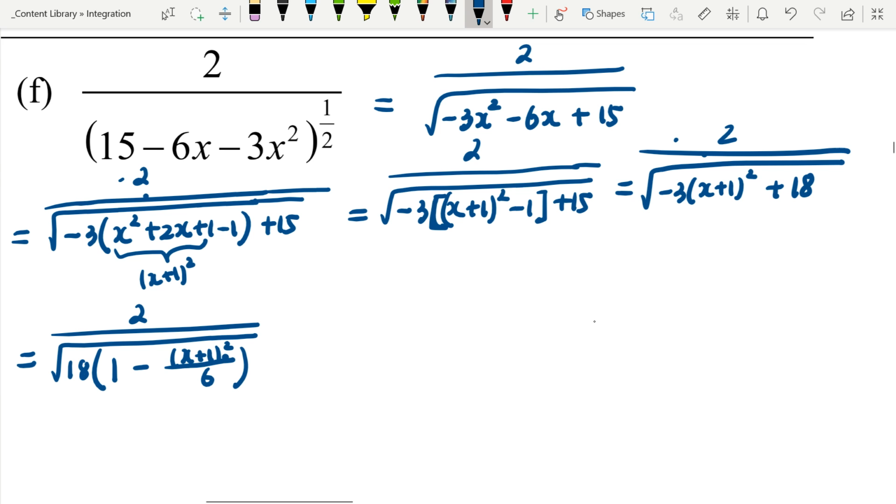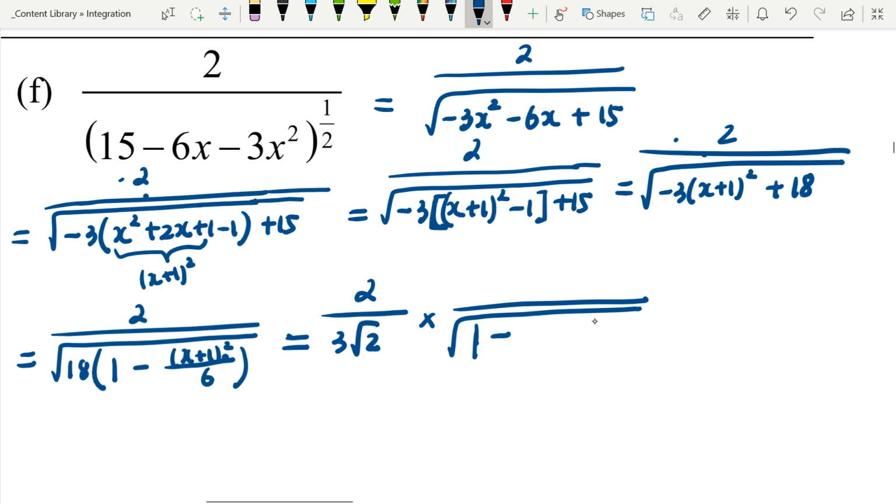We're going to take the 18 out. You have 1 minus (x plus 1) squared over 6, because 3 divided by 18 is 1 on 6. What else we have is 3 over root 18, which is 3 on 3 root 2, since 9 times 2 is 18. Then we have the denominator: the square root of 1 minus (x plus 1 on root 6) squared.